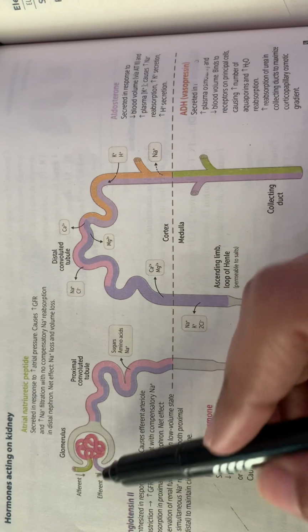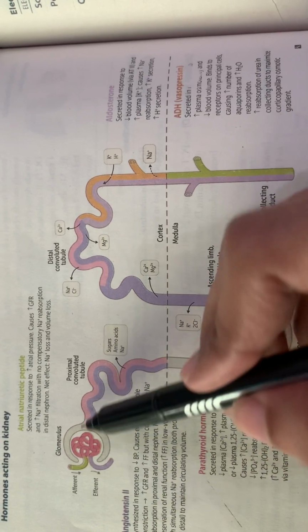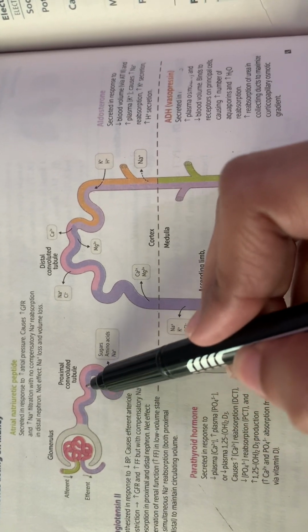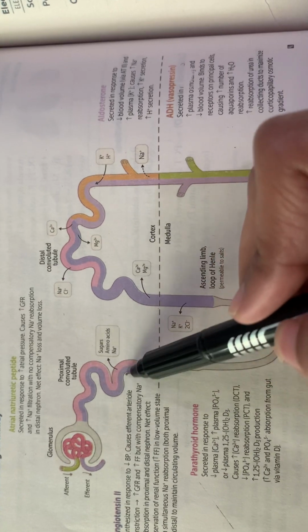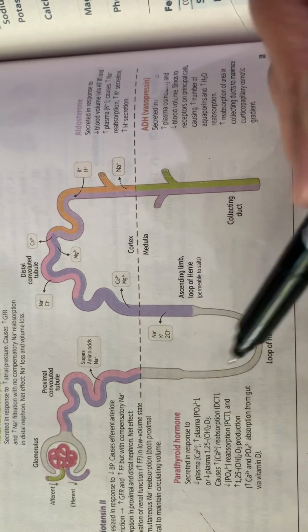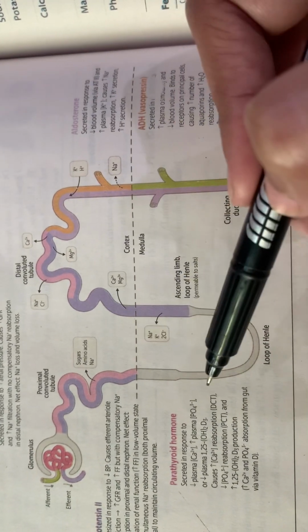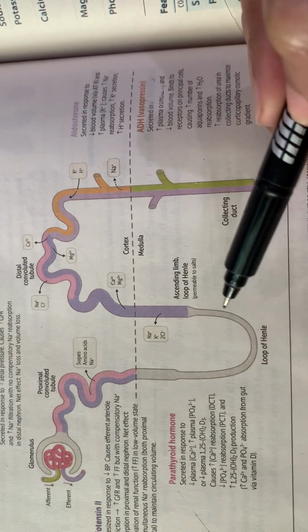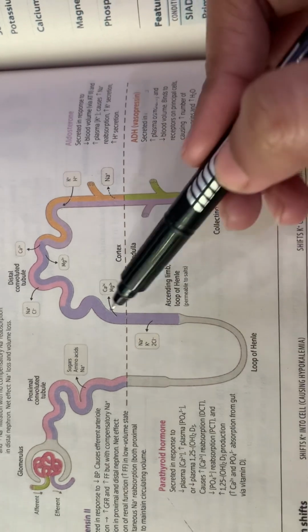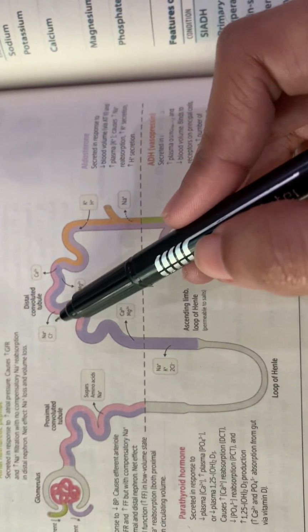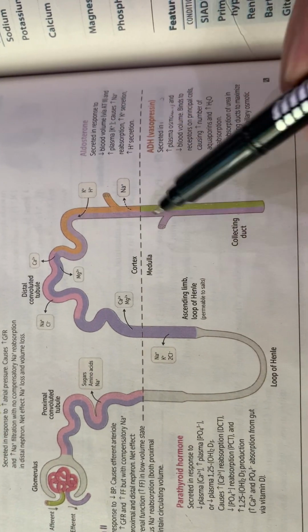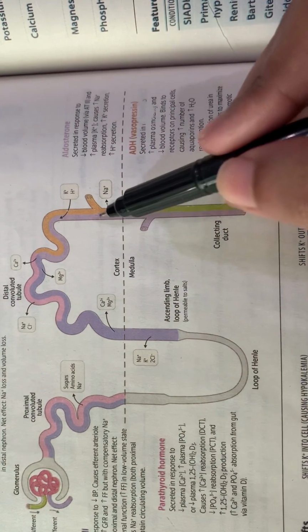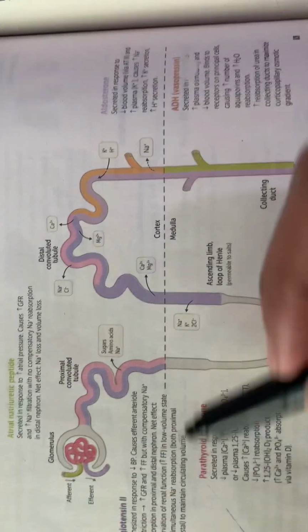arteriole. So the glomerulus extends further as the proximal convoluted tubule, and then it forms the loop of Henle, with the descending limb of the loop of Henle and then the ascending limb, and then it forms the distal convoluted tubule, and finally it ends as a collecting duct.